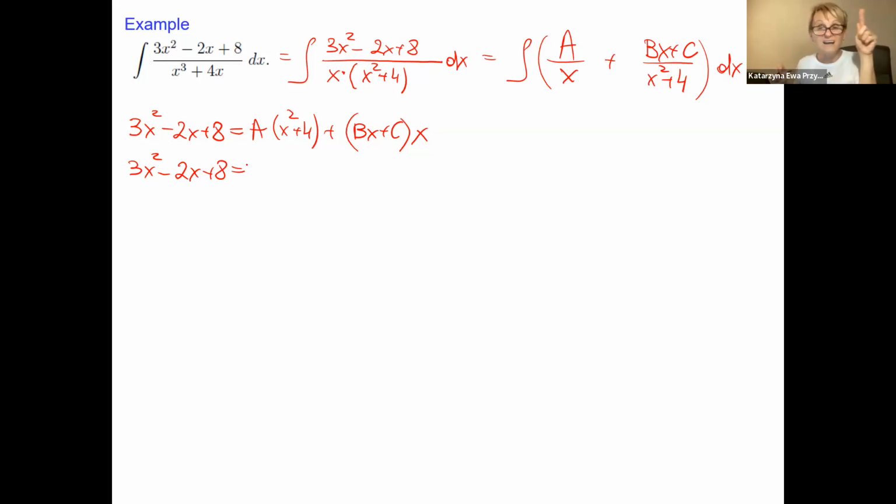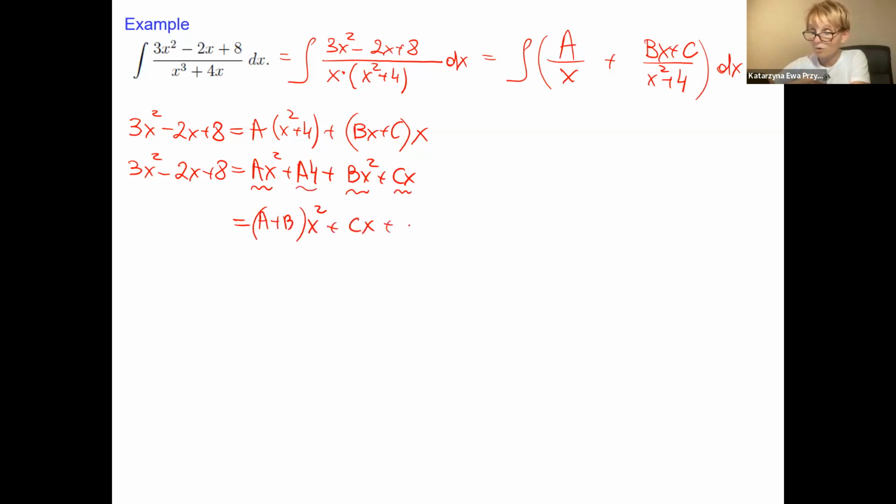That means the other method will be a little too complicated. Let's look at a different method. I will distribute: ax squared, a times 4, bx squared plus cx. We can see we have ax squared and bx squared. When I factor out x squared, it looks like this. We have cx and we have 4a.